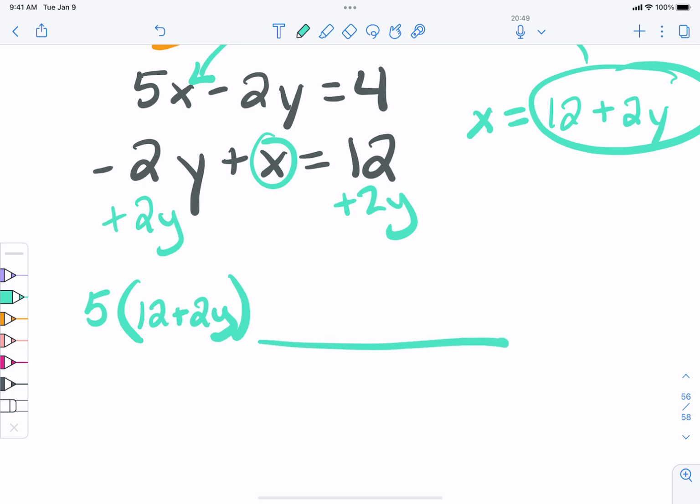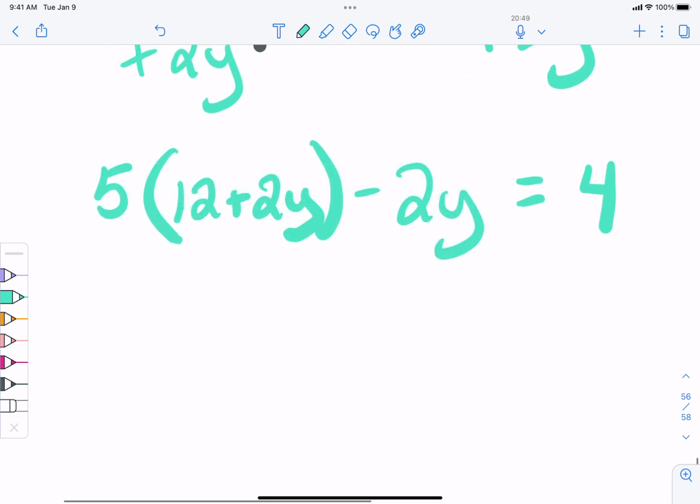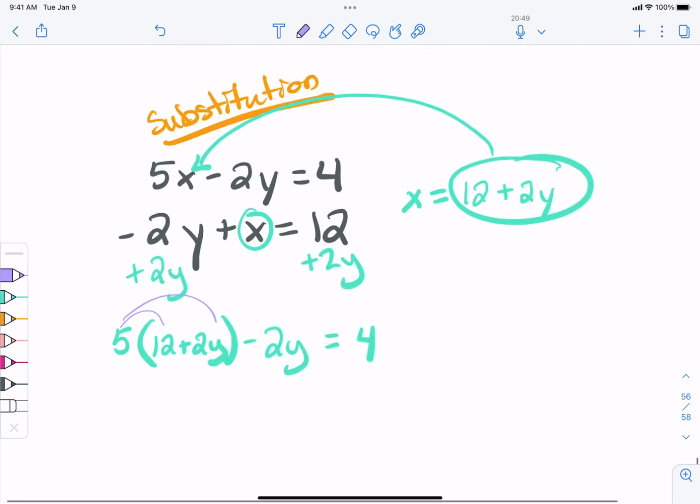So what comes after this? Minus 2y equals 4. Okay, now, can you do it from there? Yep. Okay, now finish distributing through and figure out what y is, solve for y and then plug it back in, okay? I did it. I did it right.